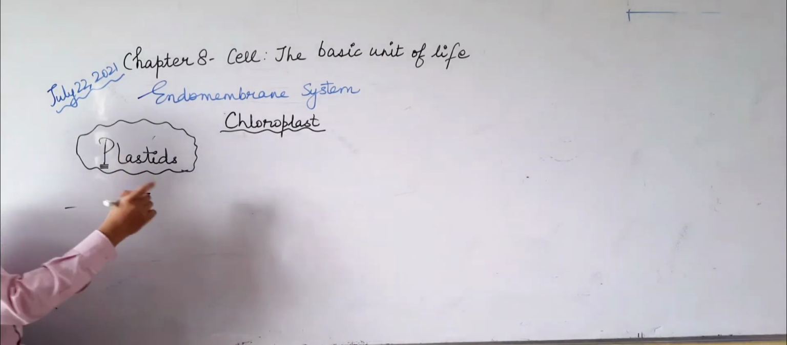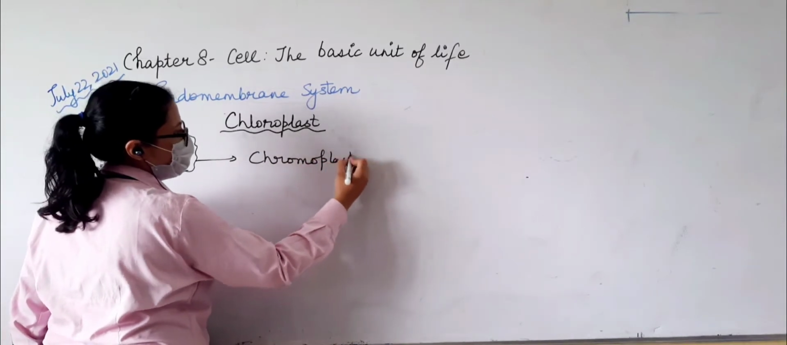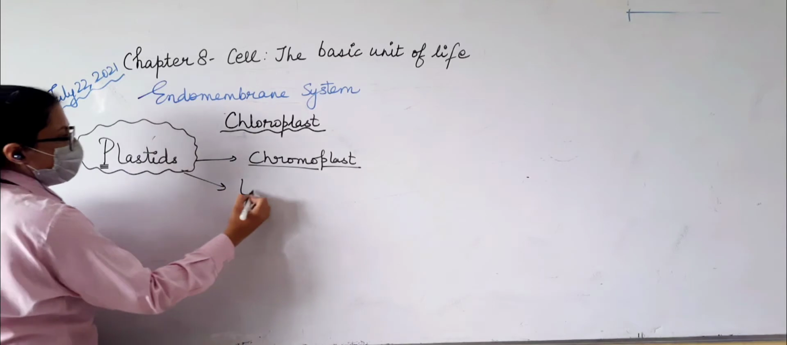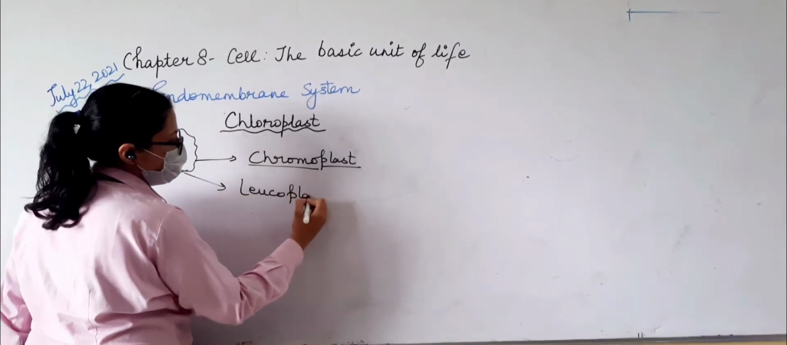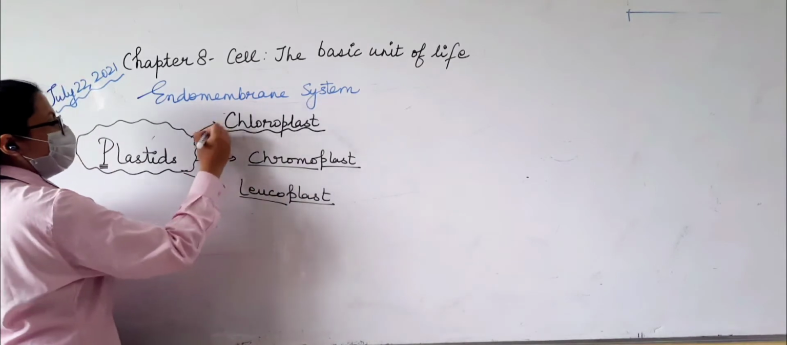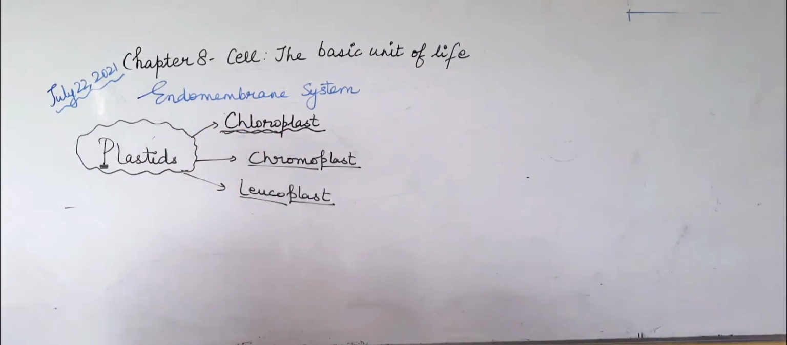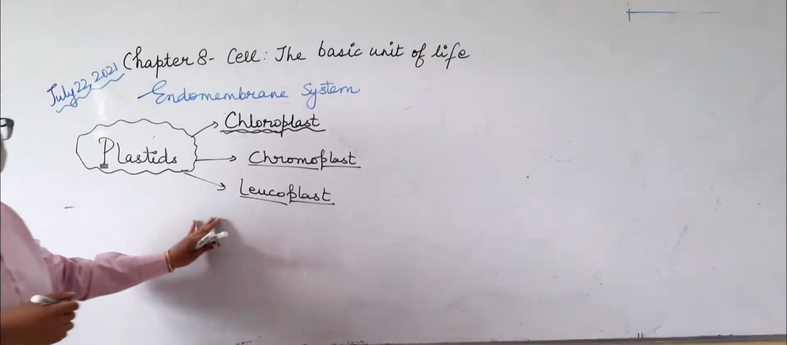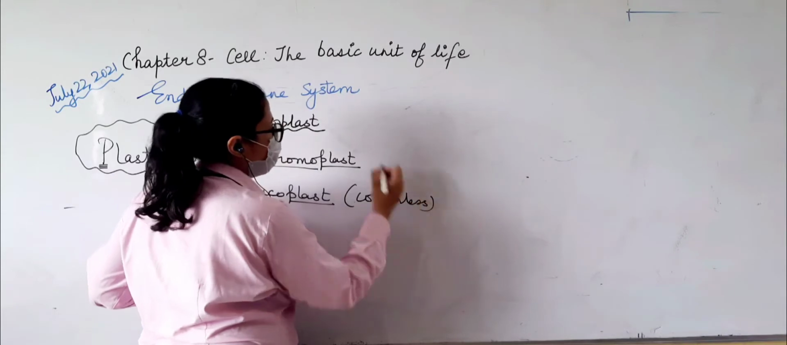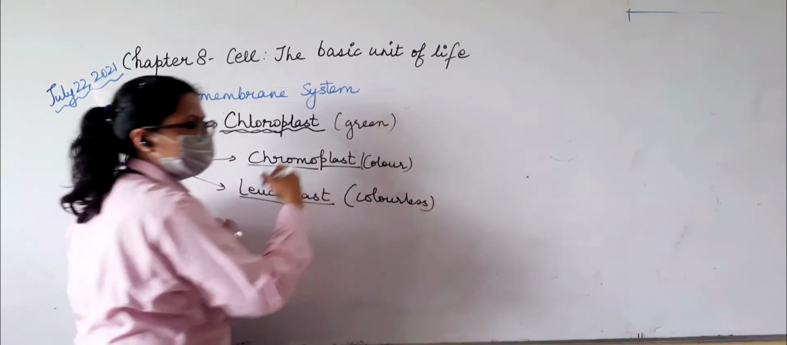There are a variety of plastids. Chromoplast, giving color. Plast is coming from plastid. Chromo means color. Leucoplast, plast again from plastid. Leuco means colorless. And chloroplast. Chloro means green color. It is giving green color. So leucoplast is mainly colorless. This is giving the color and this is mainly giving the green color.